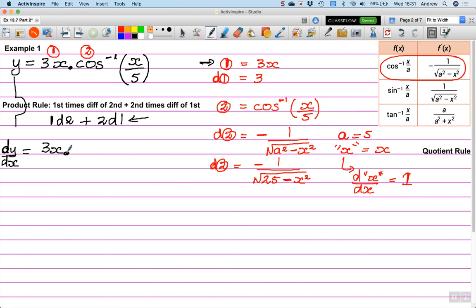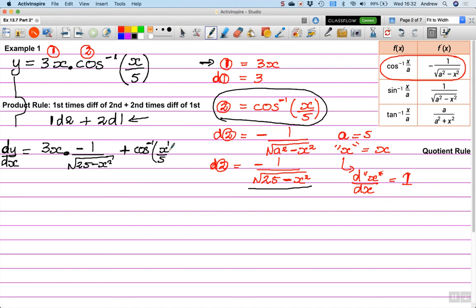What's the multiply by? What's the differential of my second function? Well, the differential of my second function is going to be minus 1 over the square root of 25 minus x squared, plus the second function. What is my second function? Well, my second function is this, and that's going to be cos inverse of x over 5 multiplied by the differential of the first function, and the differential of the first function is 3. And this is the end of the problem.